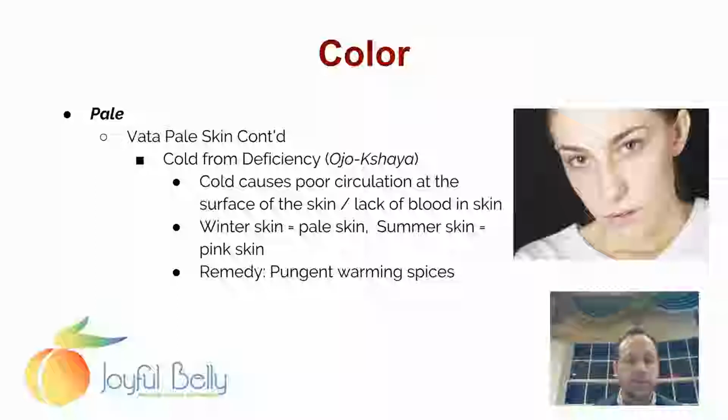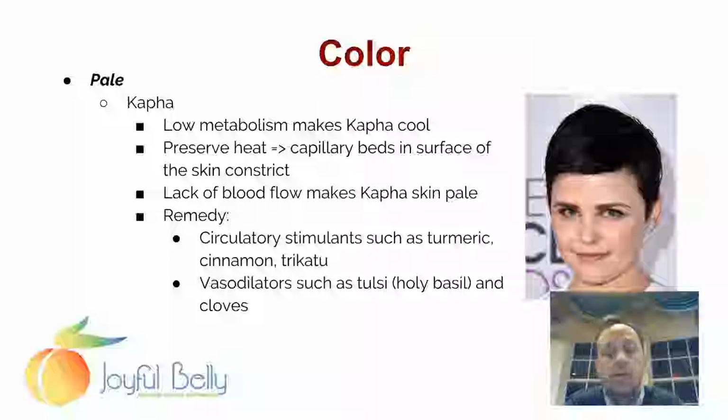And that's going to make the skin pale because there's less blood in the skin. In fact, that explains why in winter your skin is pale and in summer your skin is pink. Because in summer your body tries to get more blood flow to the surface of the skin, and that makes your skin look red, and it helps your body radiate heat. So the remedy for cold skin with poor circulation can be pungent warming spices like turmeric or ginger or black pepper.